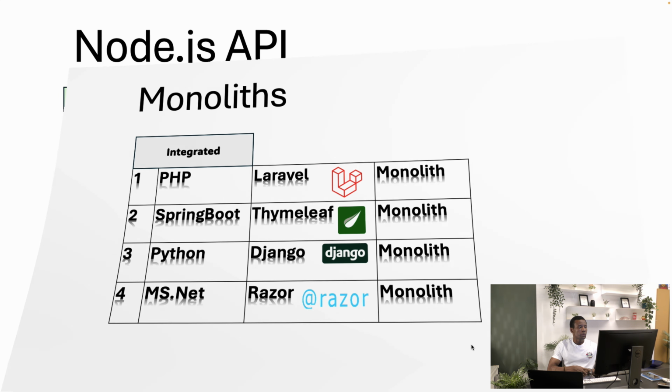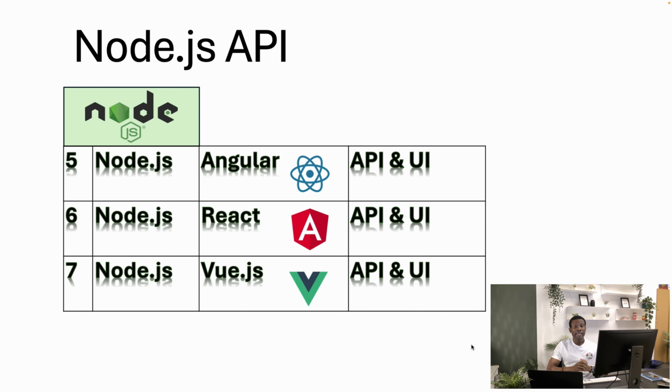The next section we have is the Node.js API. In this case, we are building the API backend in Node.js, and the front end number 5 will be Angular, so Node plus Angular. Number 6 is React, and number 7 is Vue.js. So for number 5, 6, and 7, you also need to make a choice. So there are 16. You need to choose one out of all the 16 items I have.